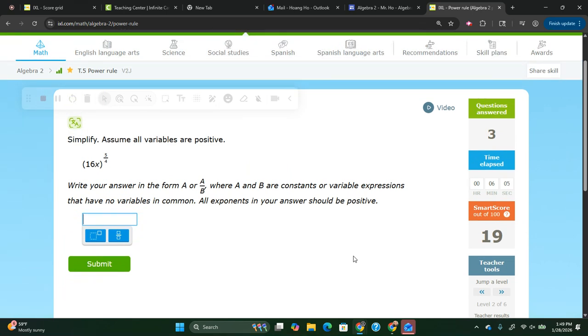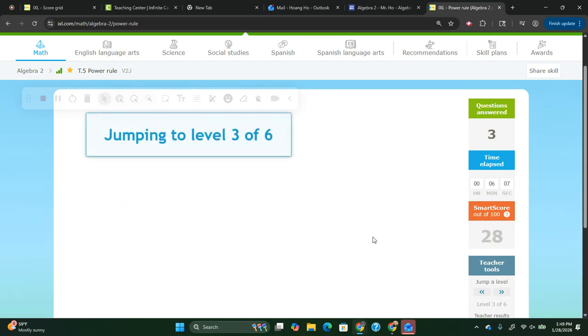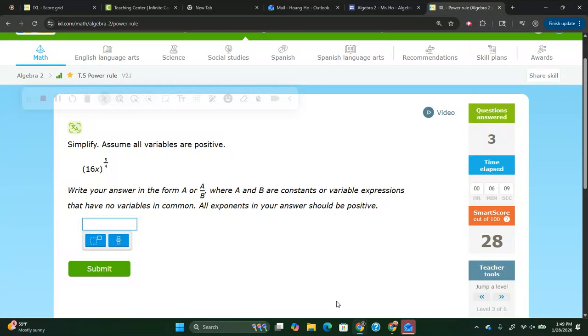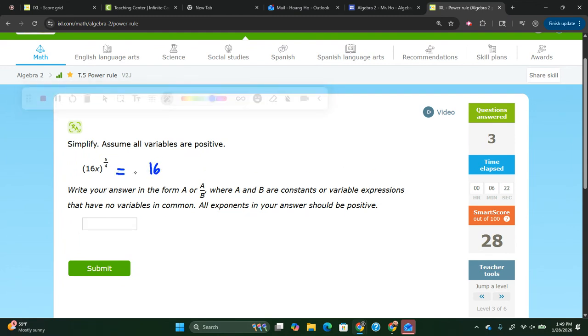Maybe we can move to the next level. Next level. It's quite similar. 16 times x and power 5 over 4. So 16 power 5 over 4, and then x power 5 over 4.